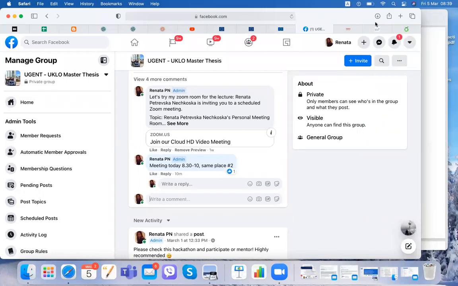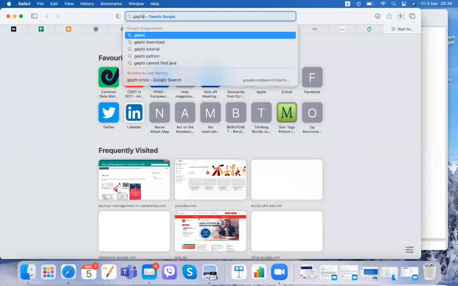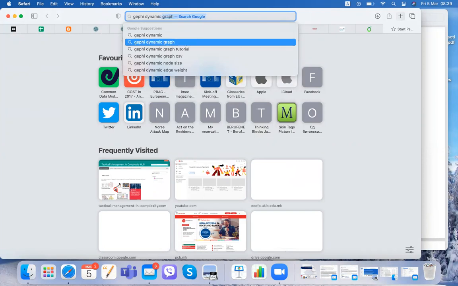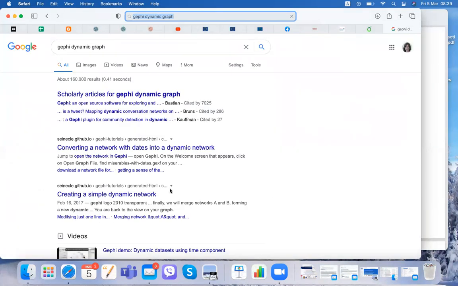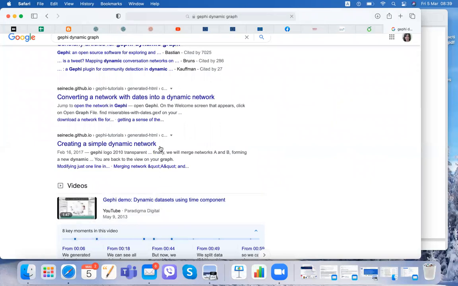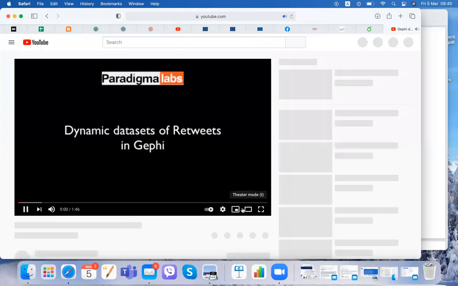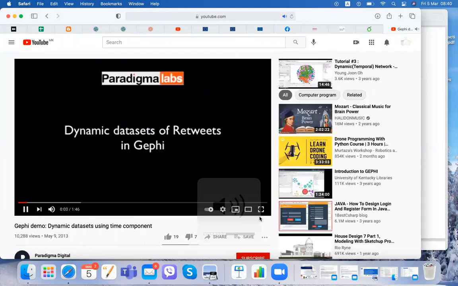No. Okay, that's software. Gephi, it's free. I think it's now not even a beta version. Gephi dynamic graph. You should get it and explore it. Okay, dynamic data set, that's enough to be seen. I don't know whether the audio will be shared. Okay, retweets, for example, and they are showing them over a timeline.